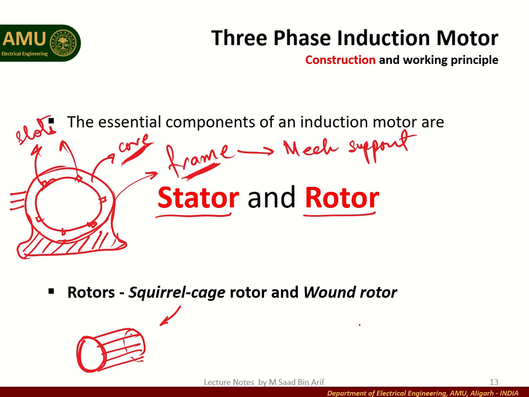We have another type of structure, that is the wound rotor type structure. In this type of structure, again we have a cylindrical structure, but in this structure we have slotted sheets that are stacked together to form a complete core of the rotor.